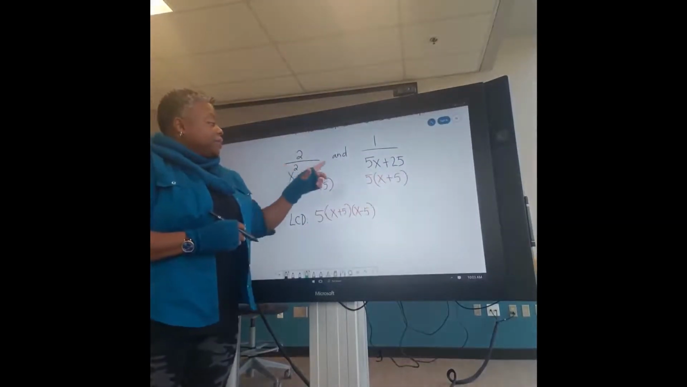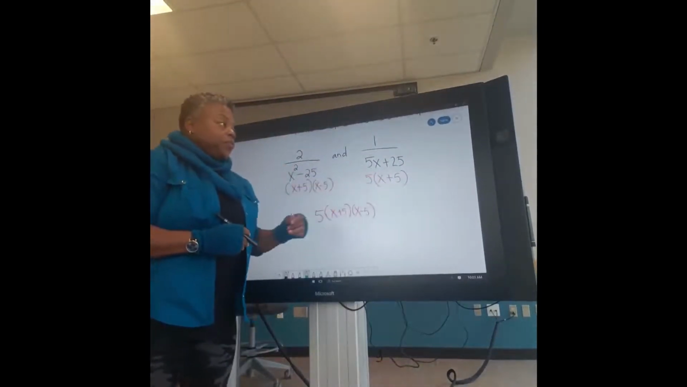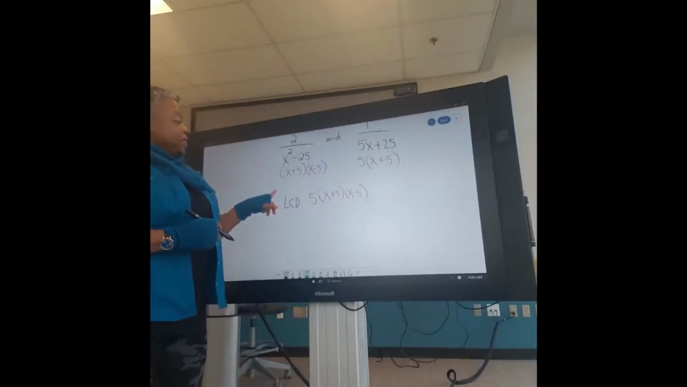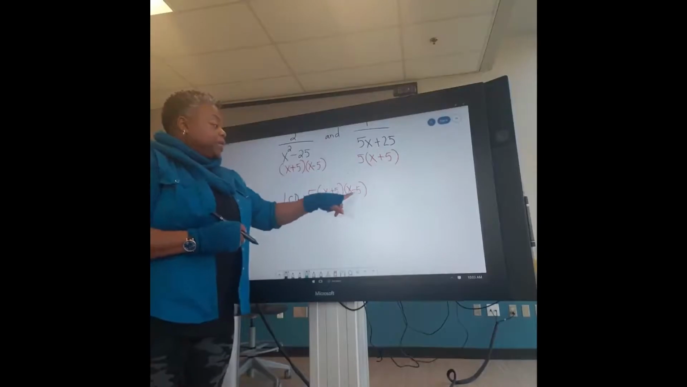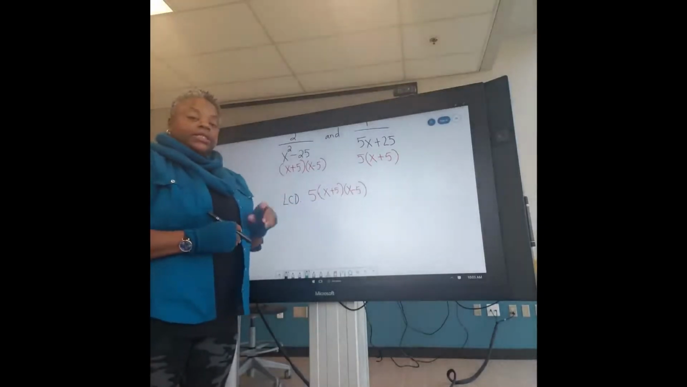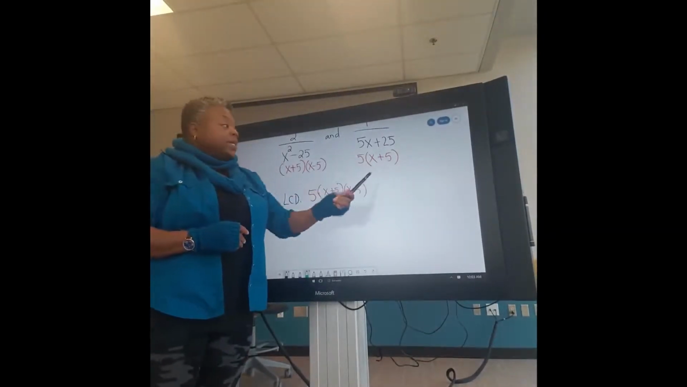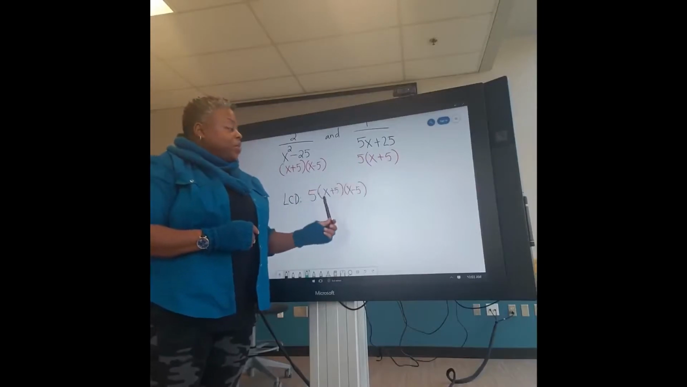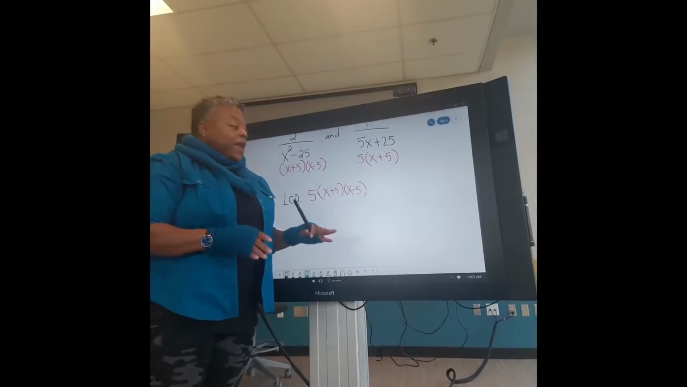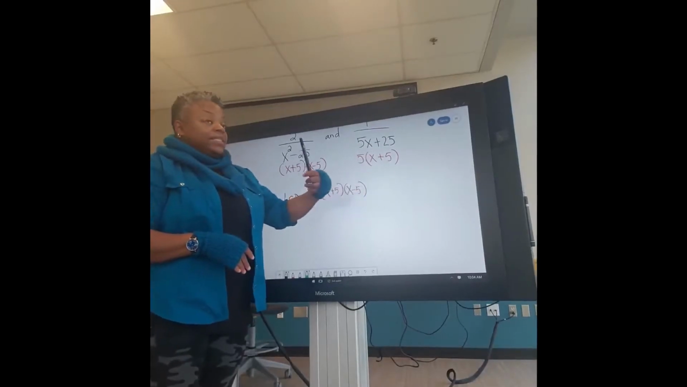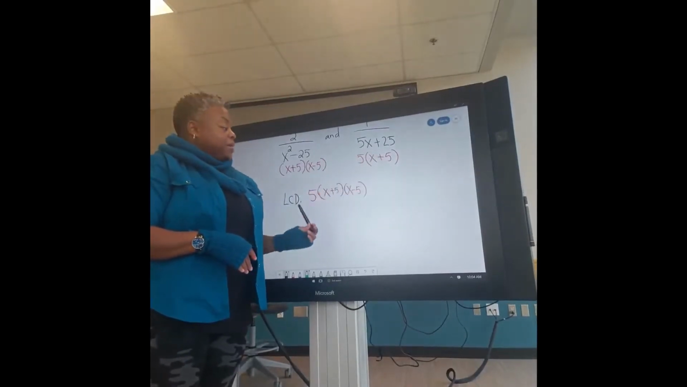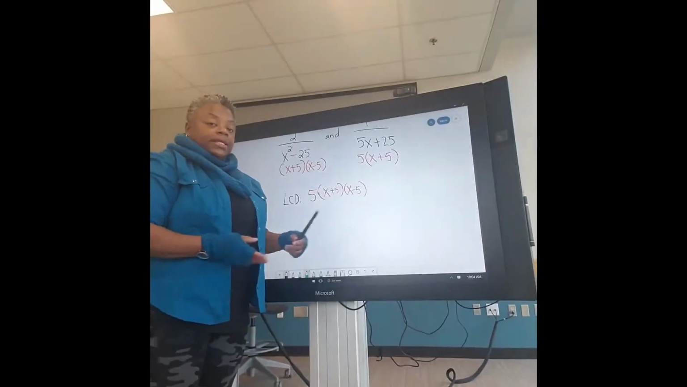You factor everything first, make sure everything is in factor form, and then you start with your first denominator. That's your first part of your LCD, and then you compare it to the second one. Everything that's included already, you leave that alone, and anything that's not in your first one, that's in your second one, you just write it as part of your LCD, and then you have your LCD. Okay.